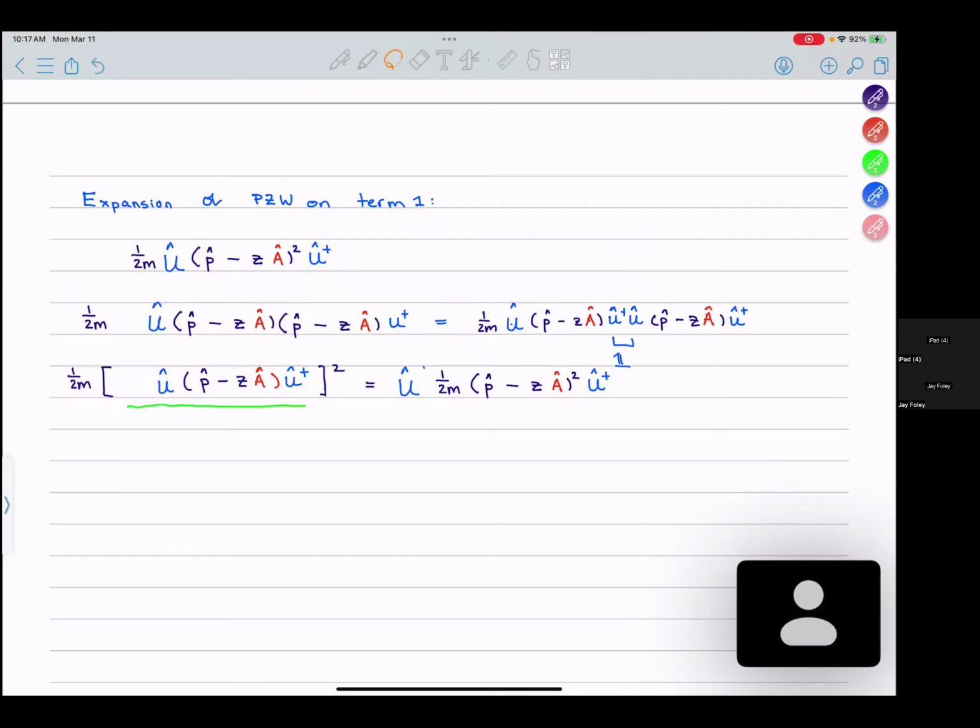This is the nice thing about the tablet. So I can clean all this up more quickly. Okay, great. So now this term is identical, by definition, to this term. The two green underlined terms are equal by definition. And by realizing that u hat dagger u hat is the identity, it becomes equal to this piece right here.